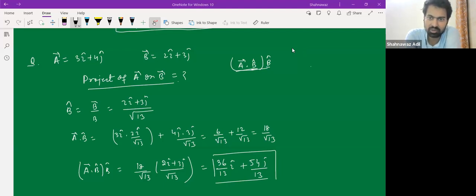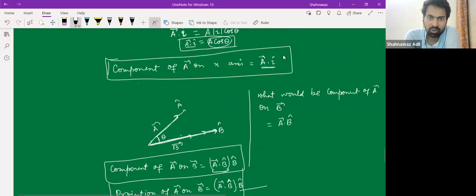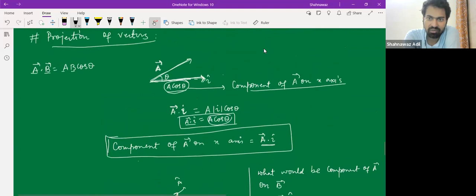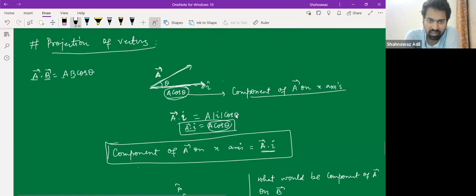So Akib and Rishita, did you guys note it down? Yes, sir. Okay, so Afaf, did you understand how we can write the component of A on the x-axis? So this would be A dot i. This part, did you understand this part?